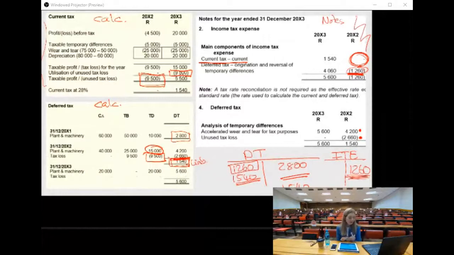Can we move on to some more difficult examples, or have you got a question before we carry on? Any questions?